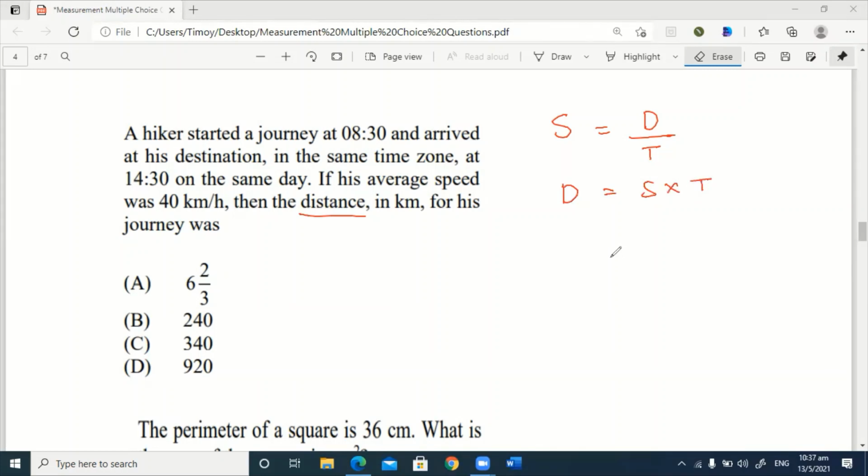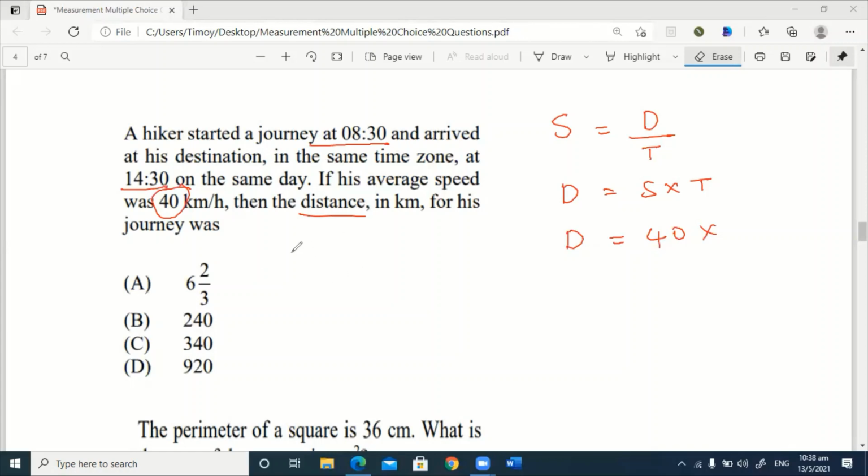Right? So what do we know about this question so far? We are given the speed, which is 40 here. We can plug that into our formula. So the distance is going to equal the speed, which is 40, times the time. Do we know the time at this stage? No, but we know the time when he started the journey and when he reached the destination. So therefore we need to calculate the time.